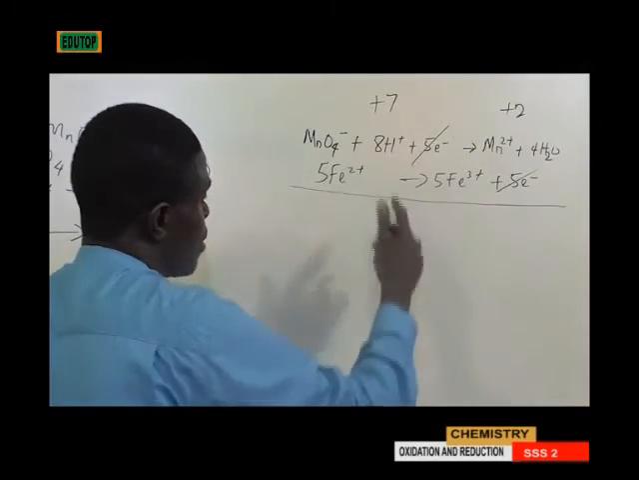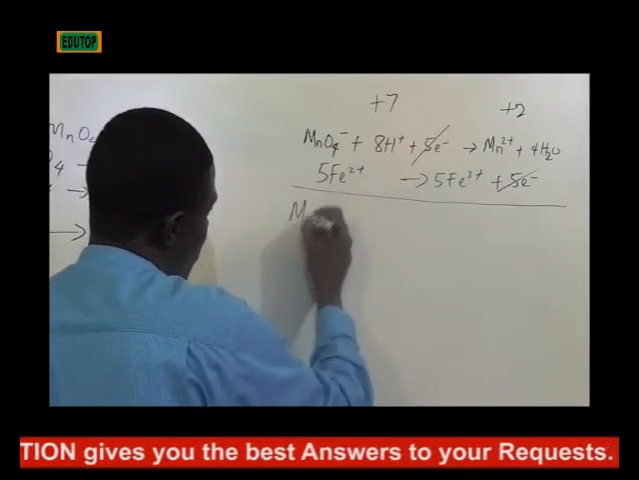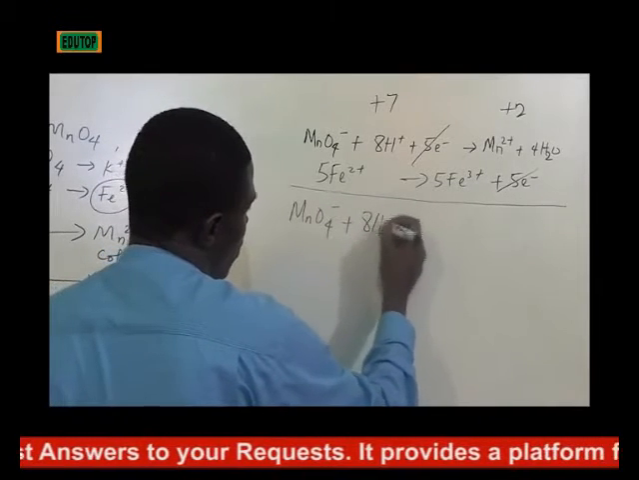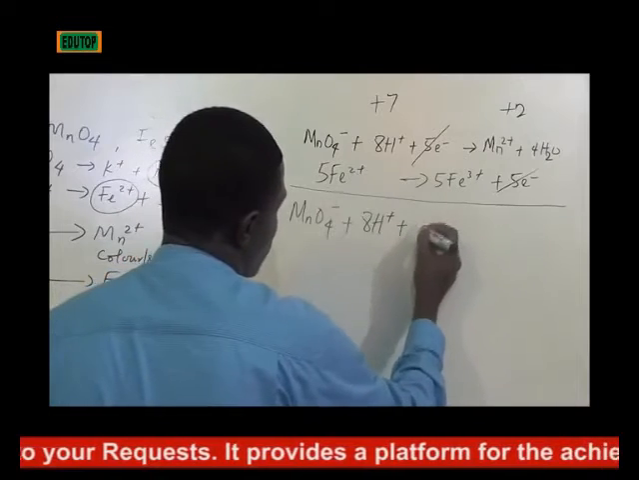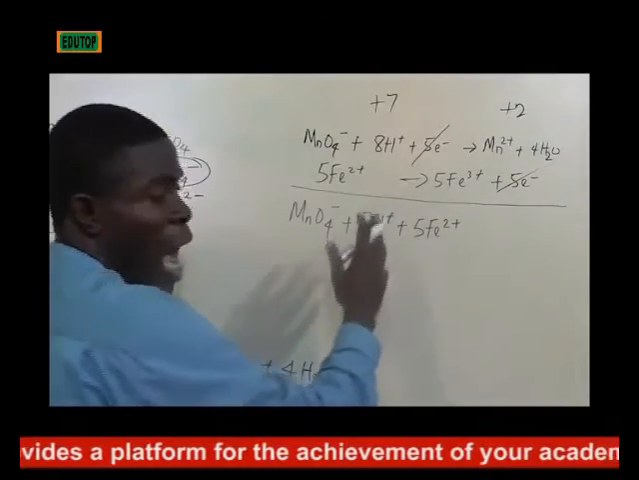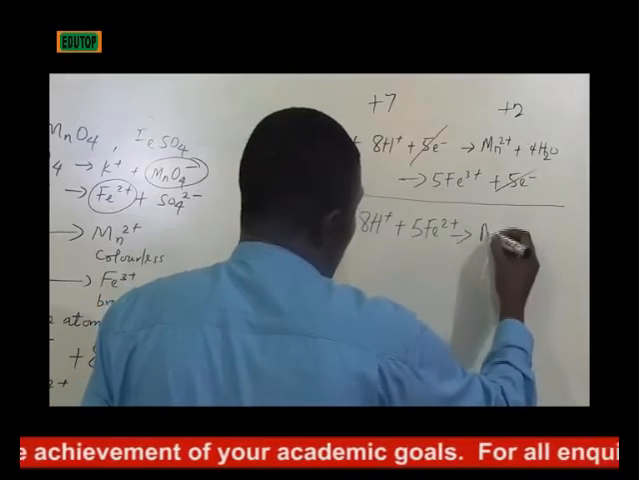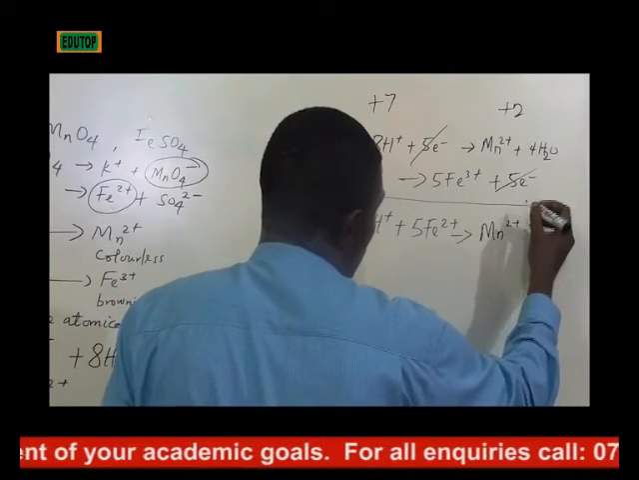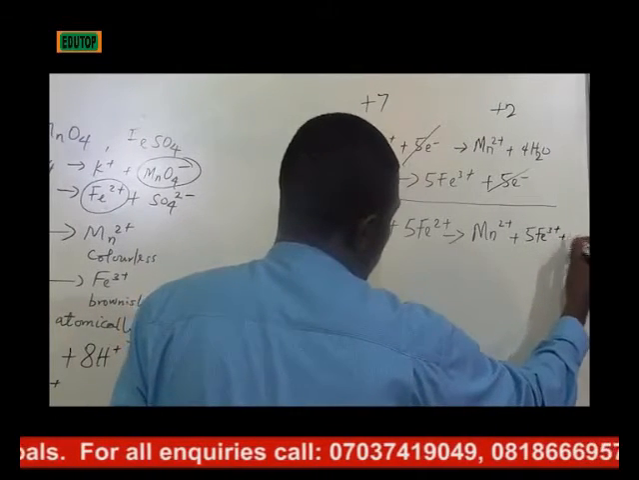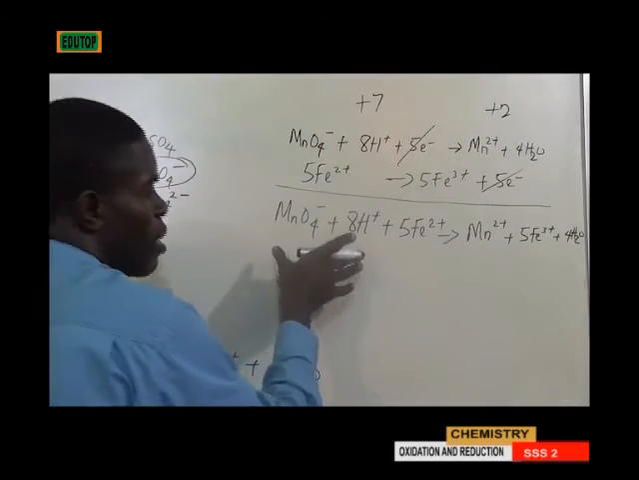Then in that respect, we write the final reaction. Here you have MnO4- plus H+, then plus 5 Fe2+. These are all what we have on the left hand side. Then followed by the arrow, the Mn2+ plus 5 Fe3+ plus 4 waters. This is the final reaction.